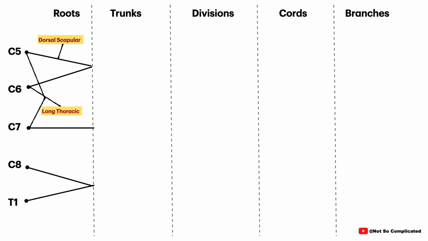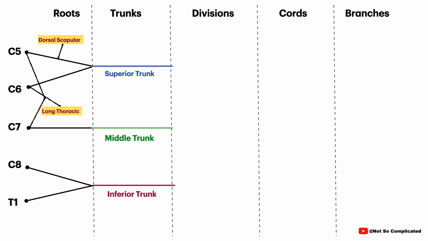There are three trunks. So this is the superior trunk, and this is the middle trunk, and this is the inferior trunk. All right, follow me just like what I have done right here. Now there are branches of the superior trunk. The first branch is the suprascapular nerve, and then the second branch is the nerve to subclavius.